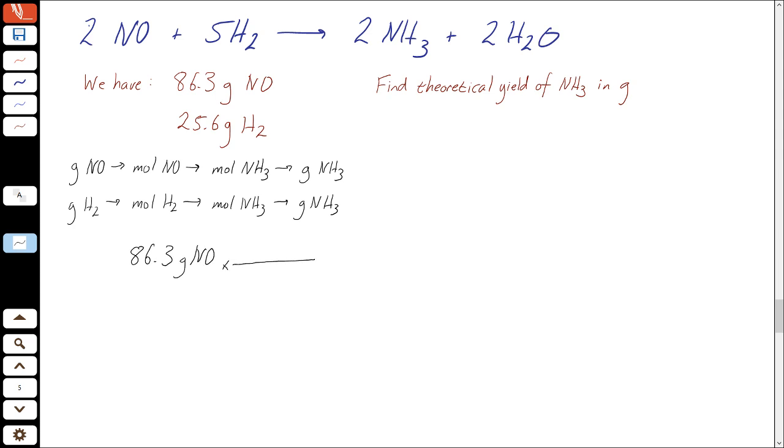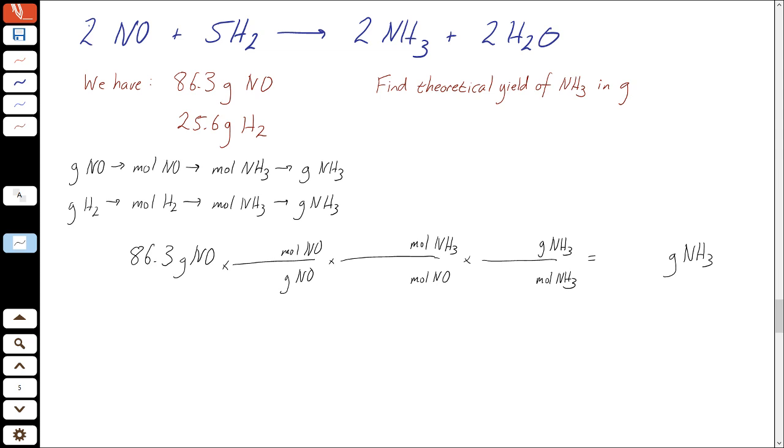86.3 grams NO. We're going to convert from grams of NO to moles of NO, then from moles of NO to moles of NH3, and then finally from moles of NH3 to grams of NH3. And so our final answer should be in grams of NH3. Now that all our units are set up, we just need to put in the numbers.